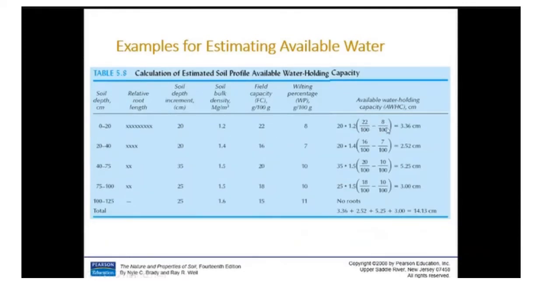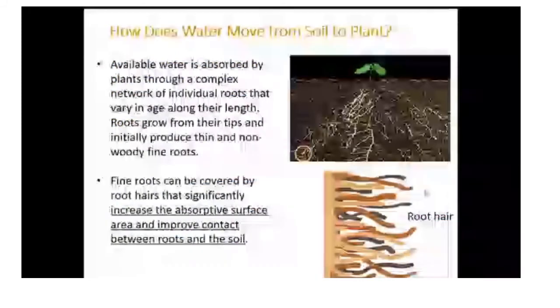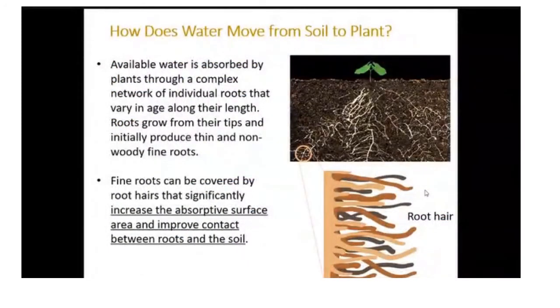22 minus 8, divided by 100, times the bulk density, times the depth, and that would give you the available water content, or the depth of the available water content, at each profile. And then you can sum up all of these to get the total depth of the available water in the soil. Very easy.